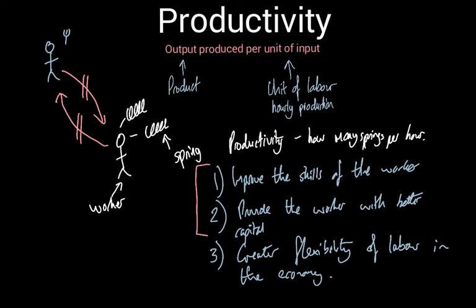So key things on productivity then. Firstly, the definition. It's the output produced per unit of input. Second main thing to remember is that at the moment it's not great in the UK, and that's a source of great discussion about how to improve it. And the third main thing to remember is the three different ways that firms and government can work to try and improve productivity. Improving the skills, providing better capital, and increasing the flexibility of labour within the economy.